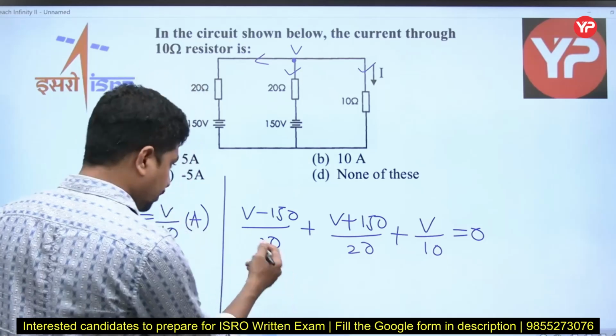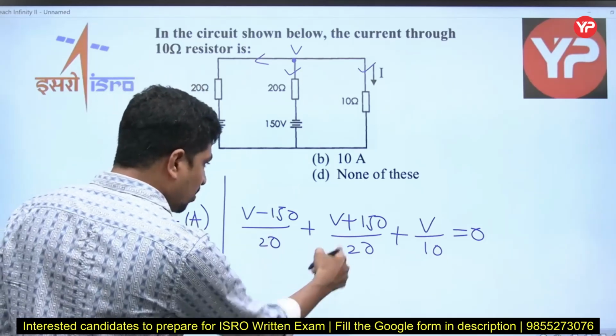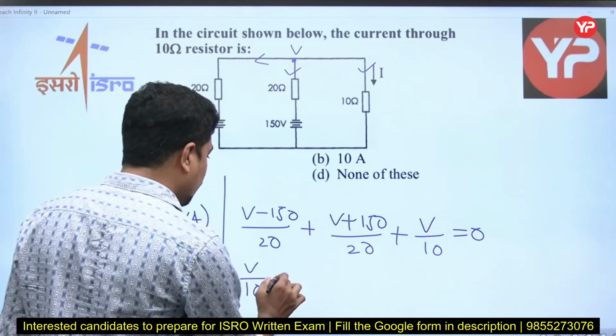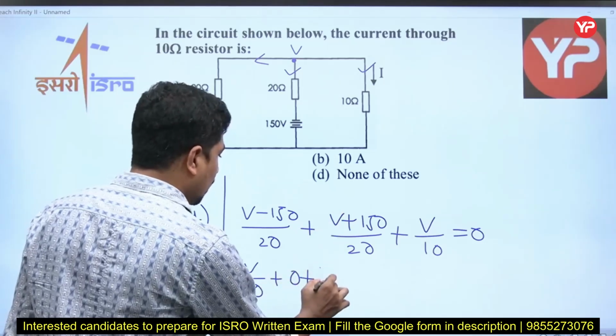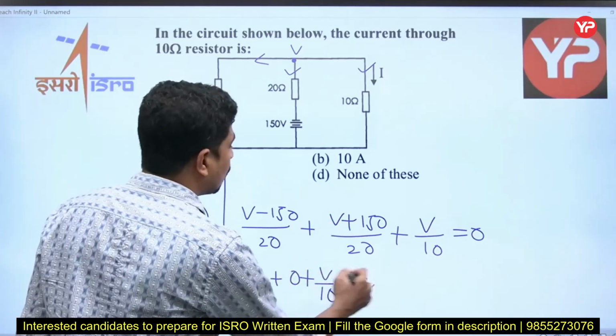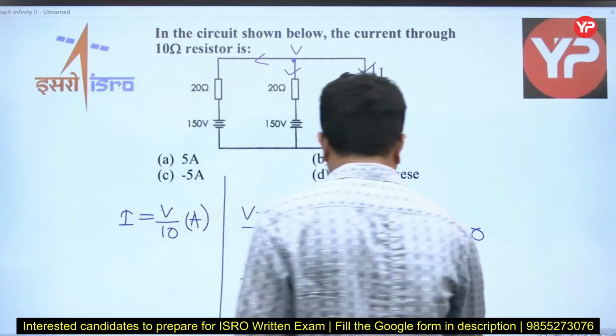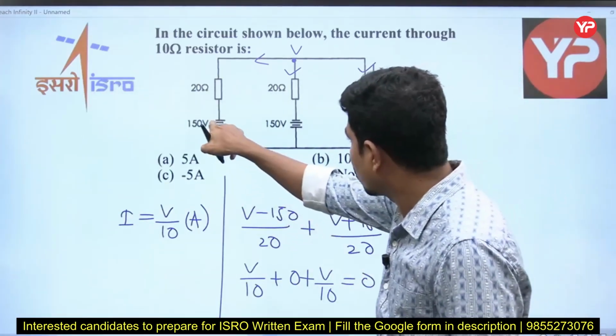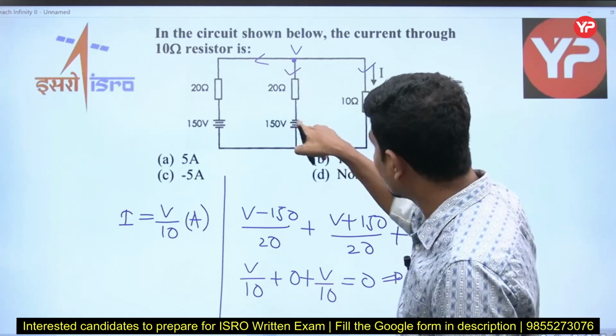Then how much is it? So V by 20 plus V by 20, that will be V by 10, minus 150 by 20 plus 150 by 20, that is 0, plus V by 10 is equal to 0. Wow, so this question is a good question. Why is this minus 150 at the positive terminal, and why is this plus 150 at the negative terminal, right?